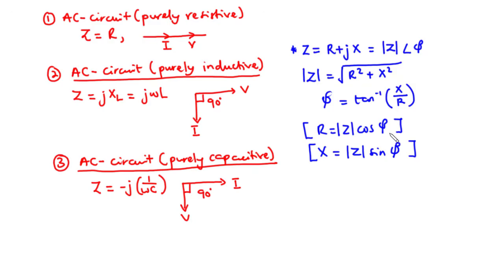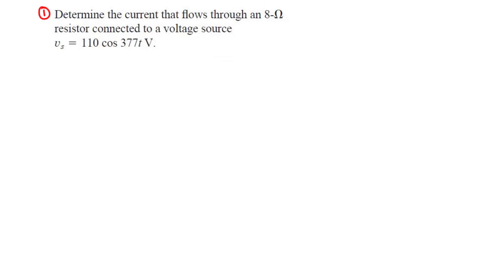So now let's move on as we solve a few examples. So let's take our first example. Determine the current that flows through an 8 ohm resistor connected to a voltage source, that is Vs equals 110 cos 377t. So let's try to solve this together.